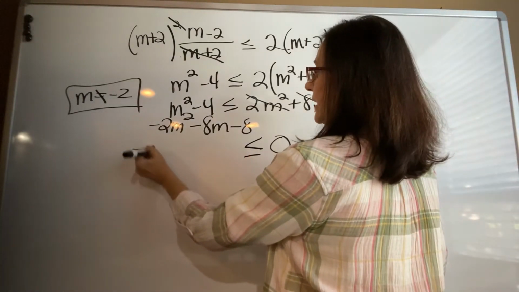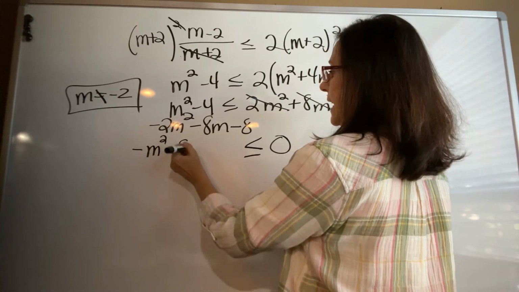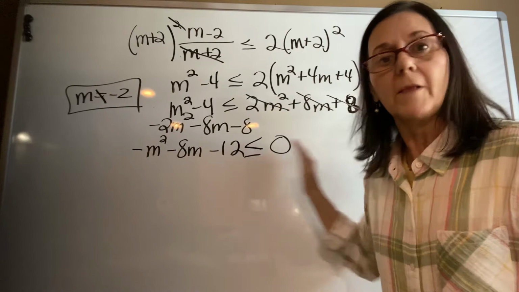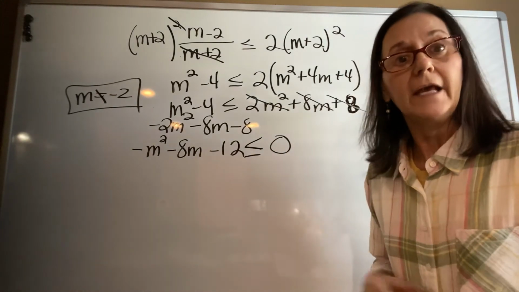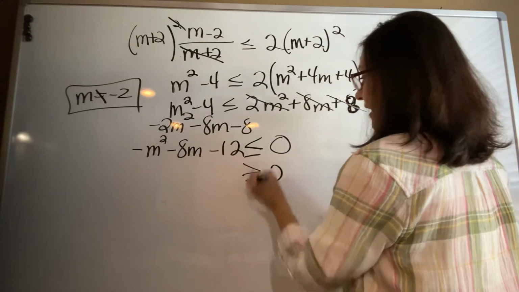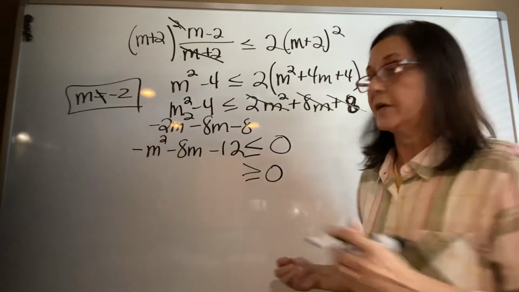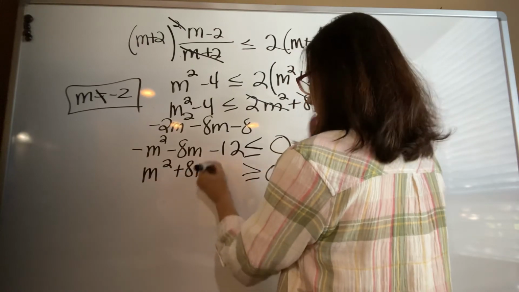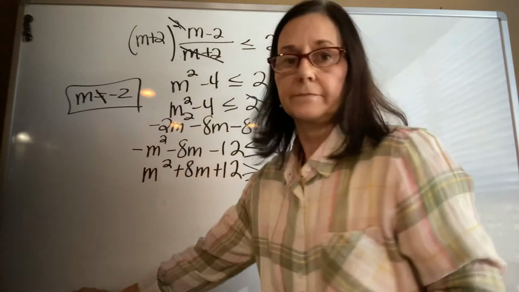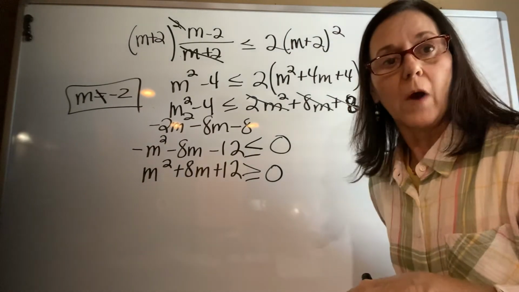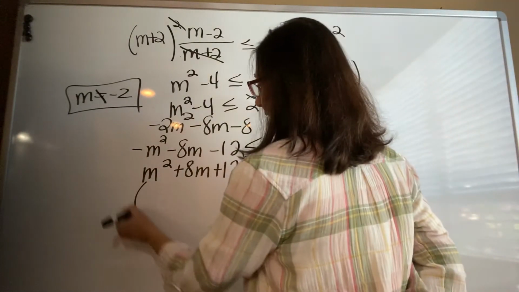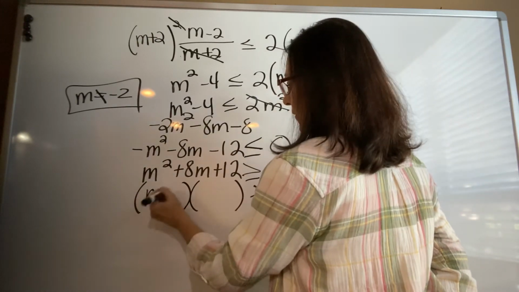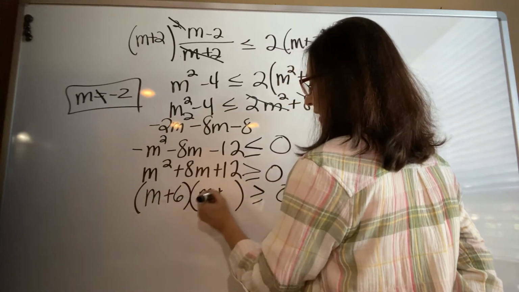So I have negative m squared minus 8m minus 12. Okay, I don't want that negative. So I'm going to multiply every term by a negative 1, and change the direction of the sign. So this is now going to be a disjunction because it's greater than. So we have m squared plus 8m plus 12. Now what are factors of 12 such that we add them and they equal 8? Well, that is 6 and 2.